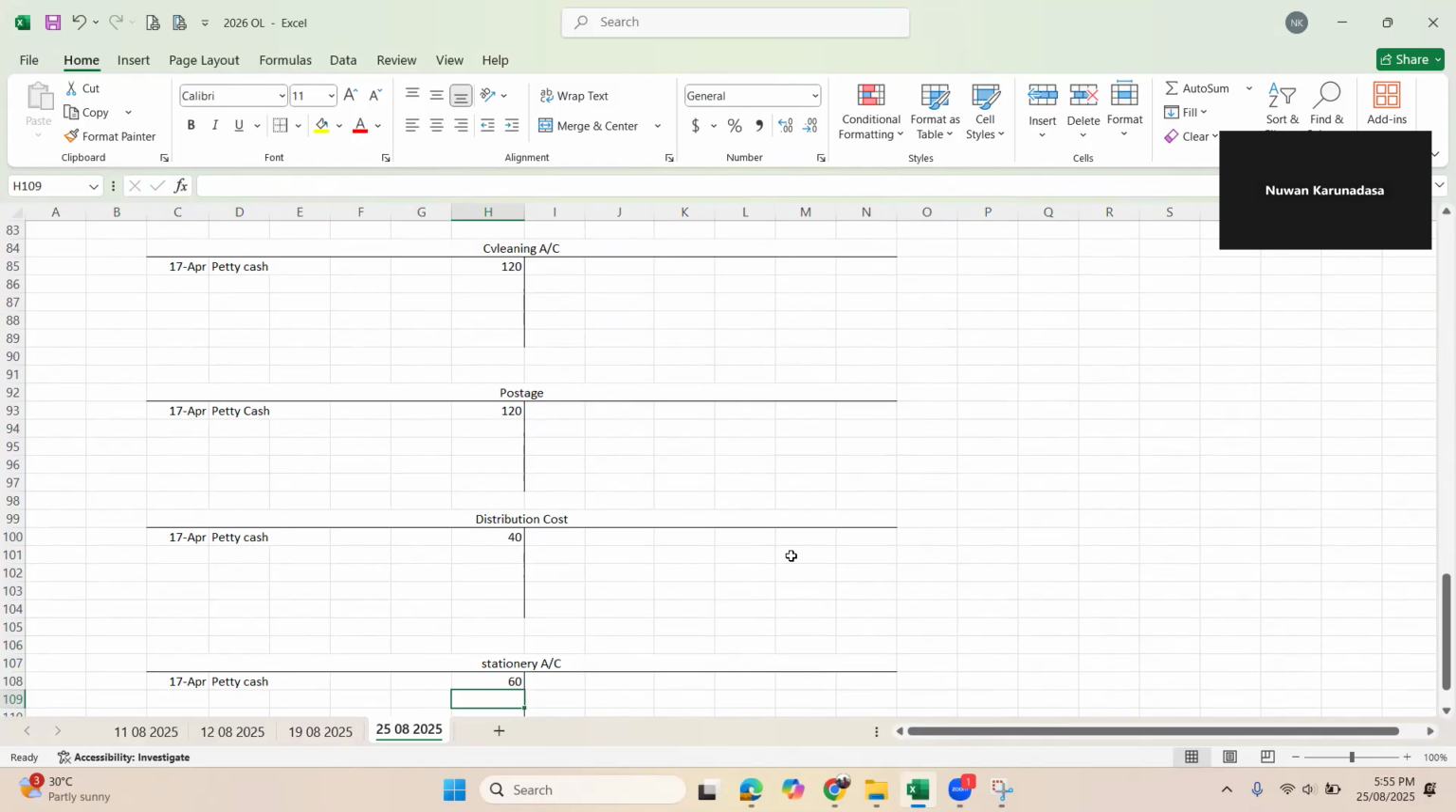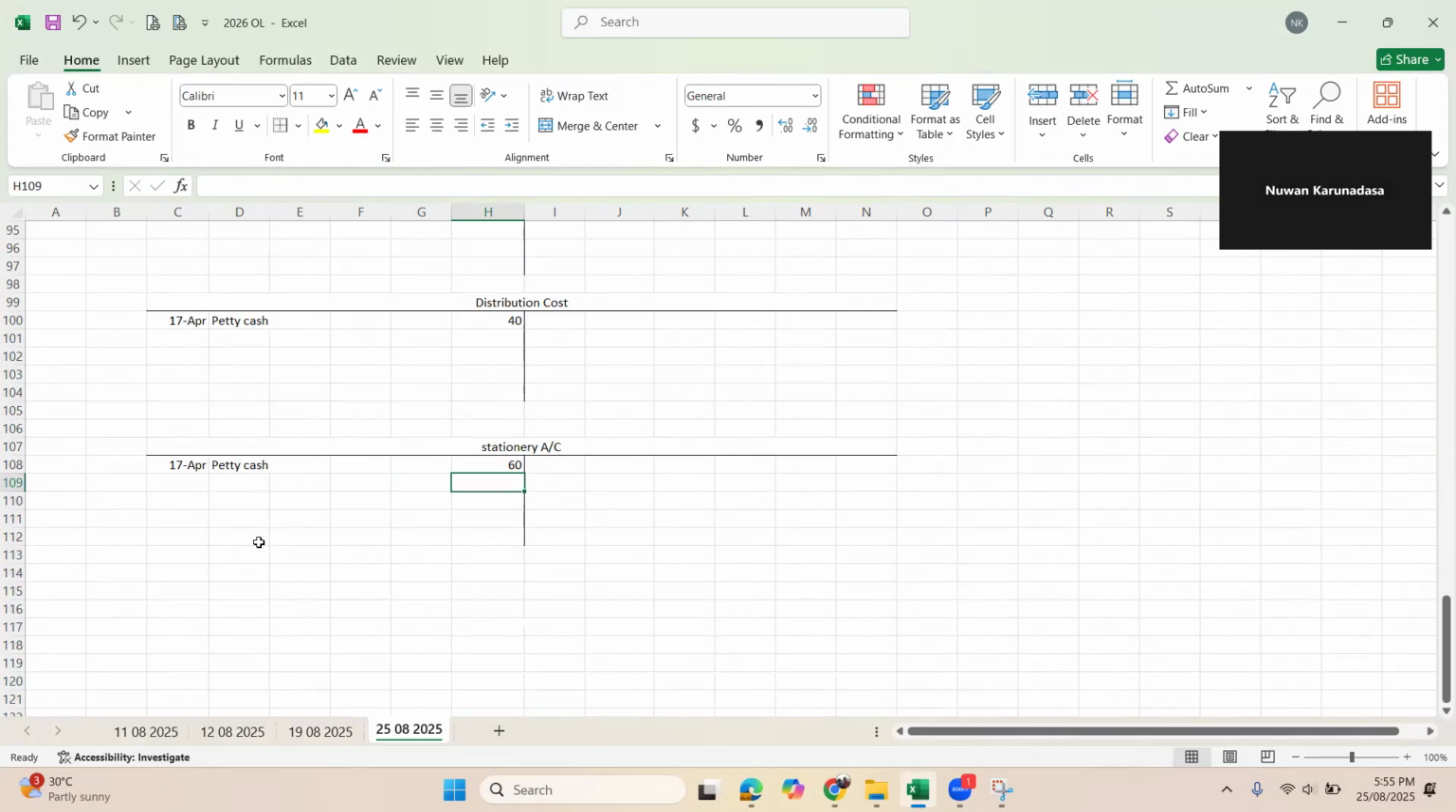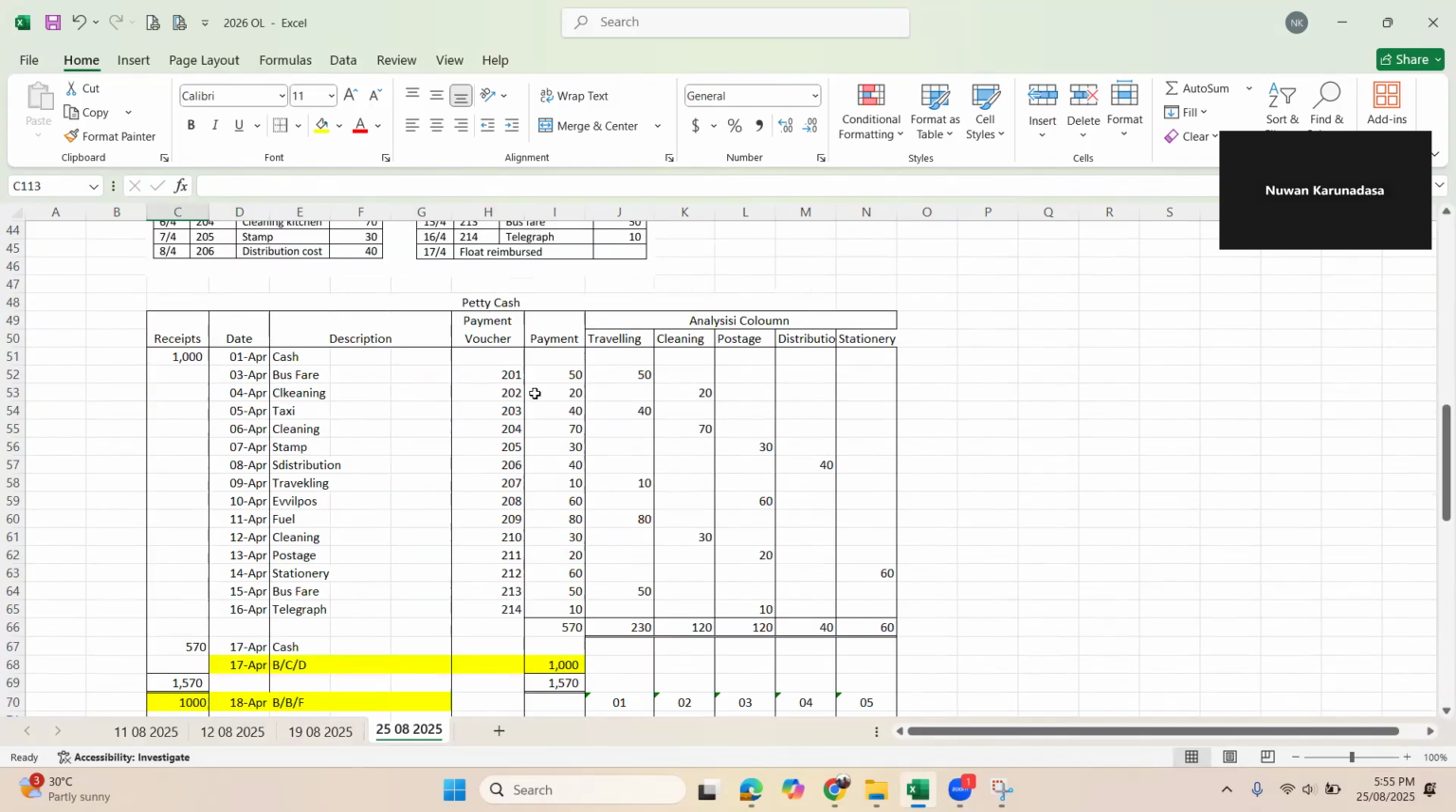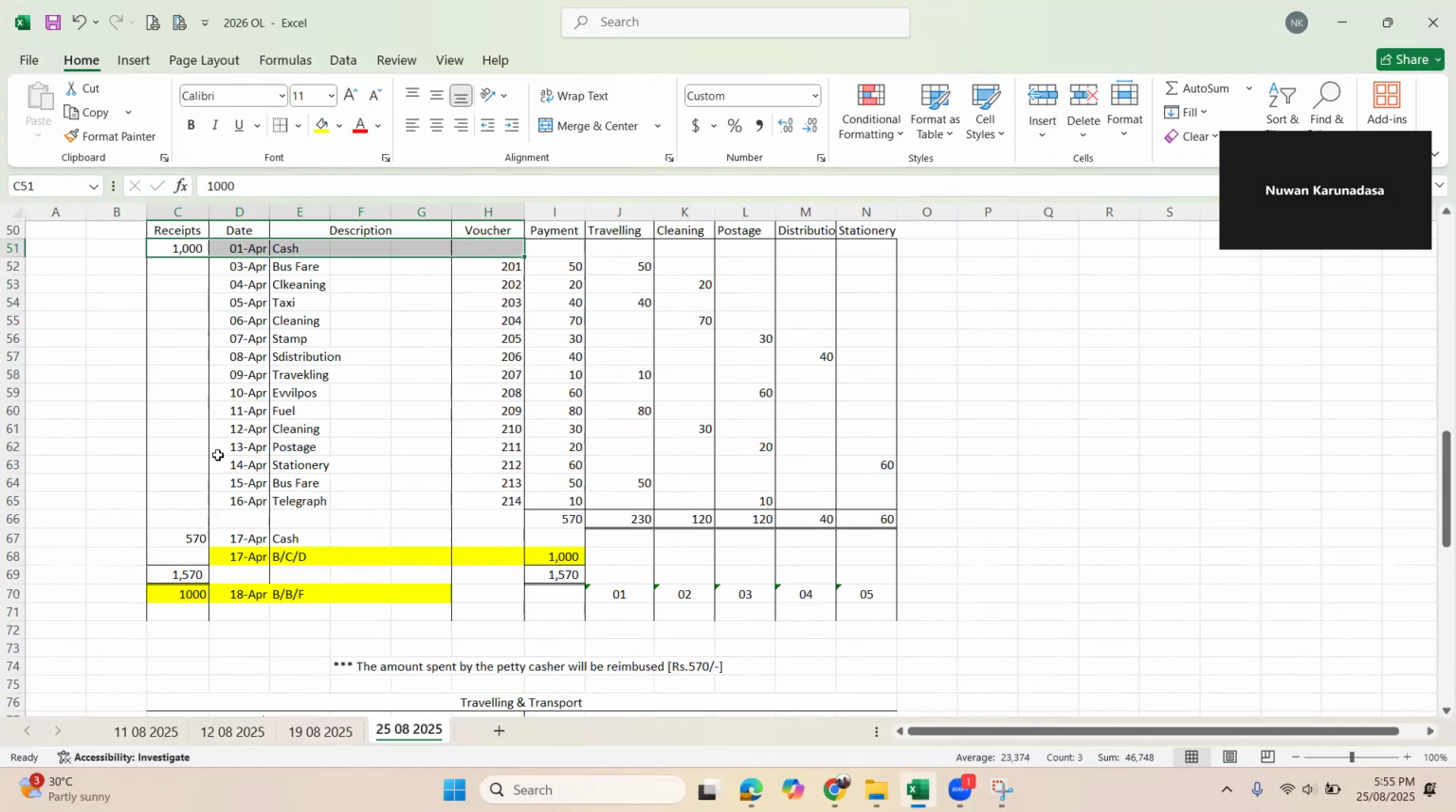Finally, I would say there are two transactions. I think you understood, students. So here we're having only two transactions. One is the payments made by the petty cashier. The other one is the reimbursement received from the main cashier. Here we have received two reimbursements. One is the 1,000, that is the initial float introduction. The second one is 570.